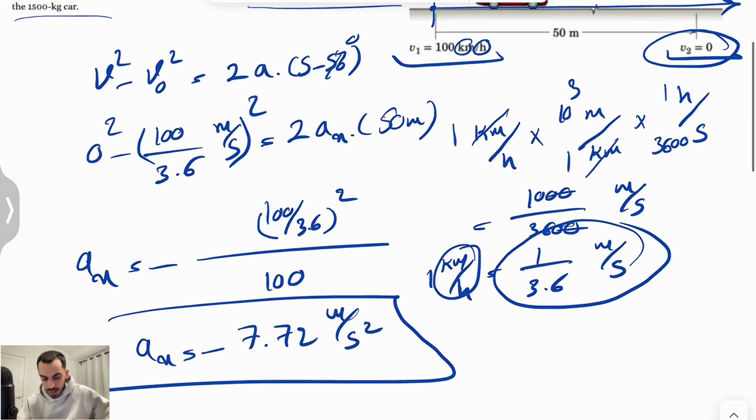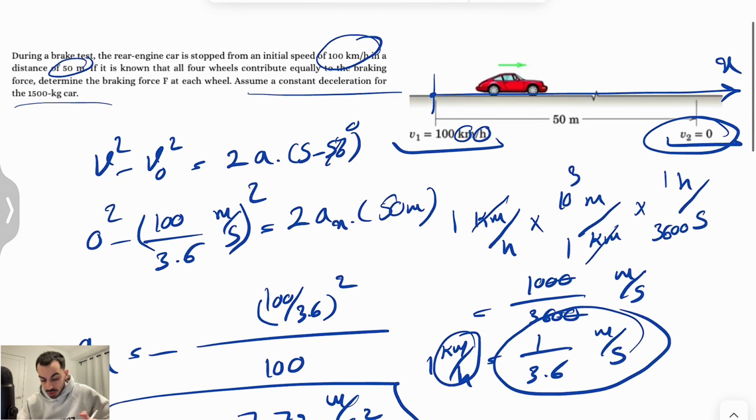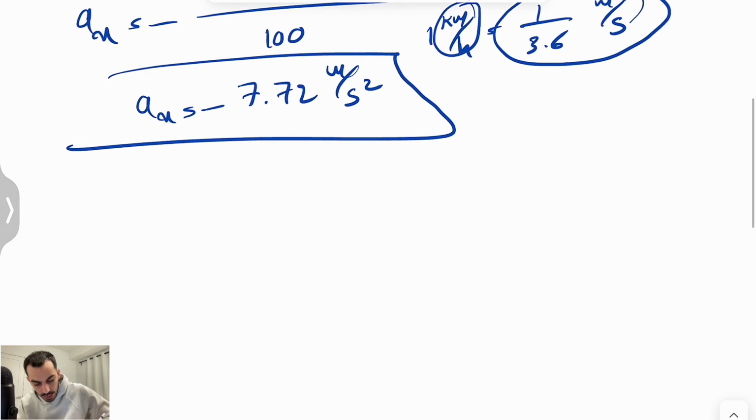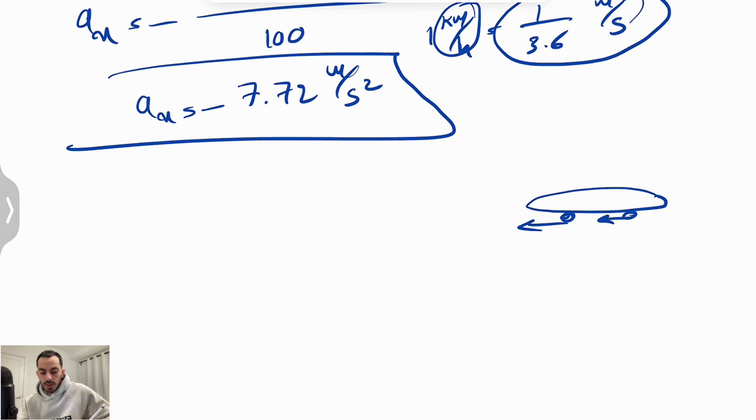Now that we have the acceleration, the question is asking us what's the force on each wheel. So let's say this is our car and it has 4 wheels, so we're going to have a total of 4F forces on each of them, one in the front, one in the back. We can consider just the 4F force in this direction, and that's pretty much all the forces that we have.